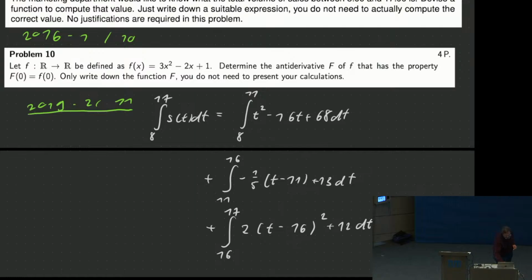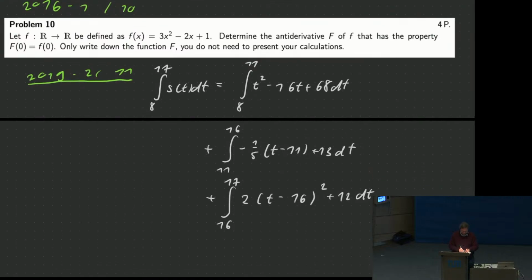For the second one, this is your assessment, and most of you found that very easy, apparently. And that, of course, was the intention. So for 2016, one number 10, that's asking for an antiderivative of this polynomial.